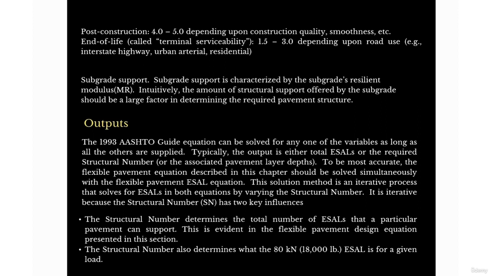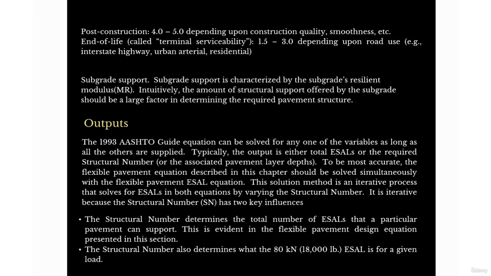And obviously subgrade support. Subgrade support is characterized by the subgrade resilient modulus, and intuitively the amount of structural support offered by the subgrade should be a larger factor in determining the required pavement structure. If your subgrade is very weak, you'd need thicker layers above so that they can take up the load, and by the time it gets to the subgrade it is not burdened with a lot of load. That would be the idea there. So you most definitely need to know your subgrade parameters.